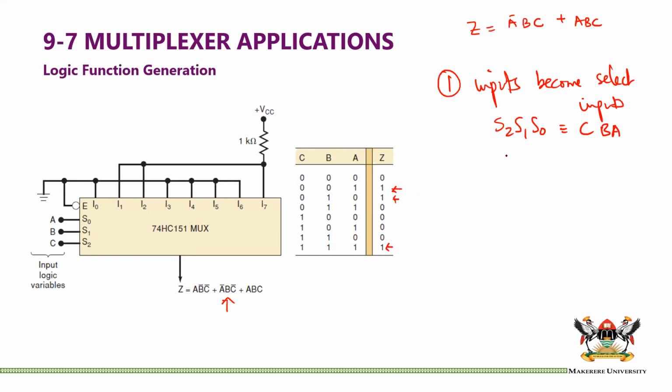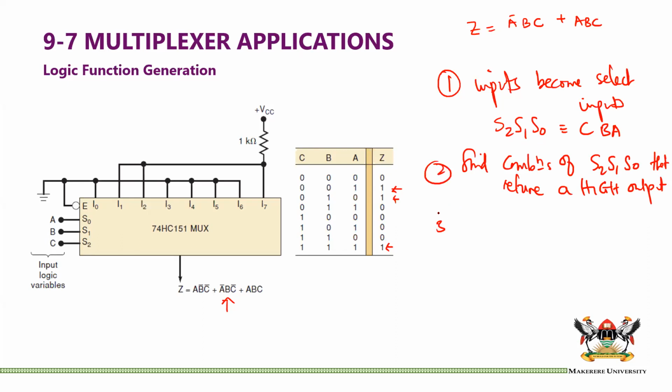Now, after doing that, we know which combinations of S2, S1, and S0 give us a high. Find the combinations of S2, S1, S0 that return a high output, because if we know which combinations return a high output, then we can ensure that at the output of the multiplexer we have a high. Three, do the same for a low output.